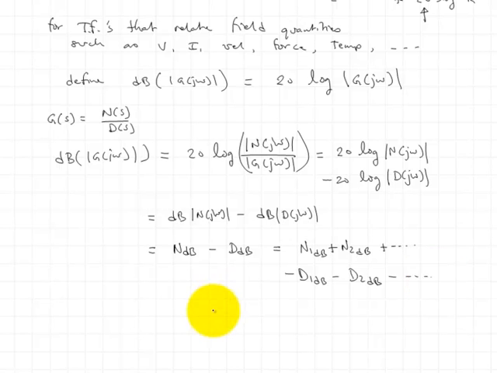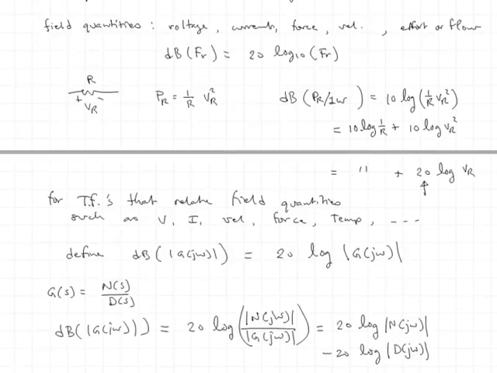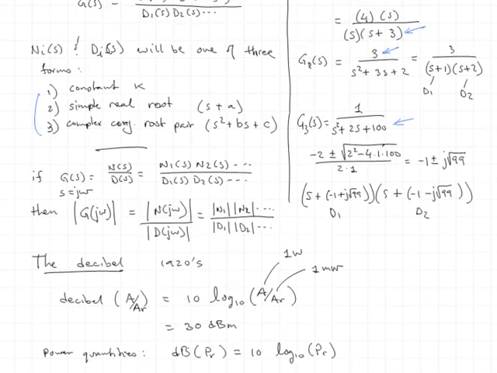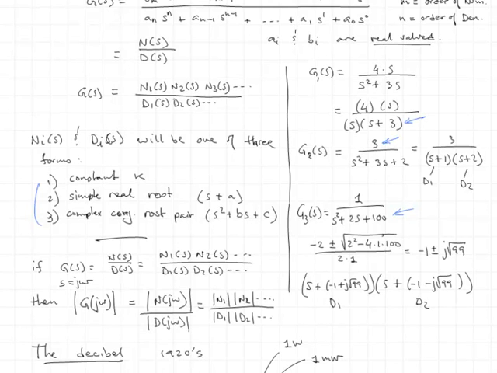So if I go all the way back to where we had started from here, claiming that if you know how to plot these three types of terms, constant term, simple root, and complex conjugate root, then you can very readily plot the overall magnitude of g of j omega. Now you can see why.